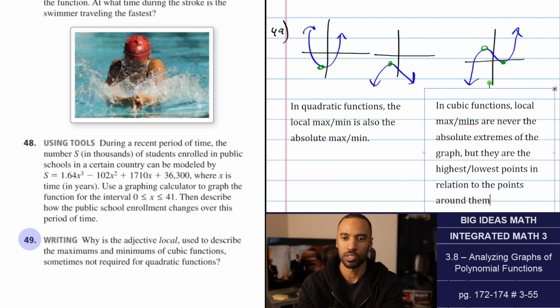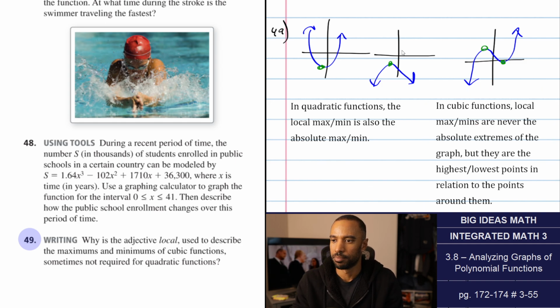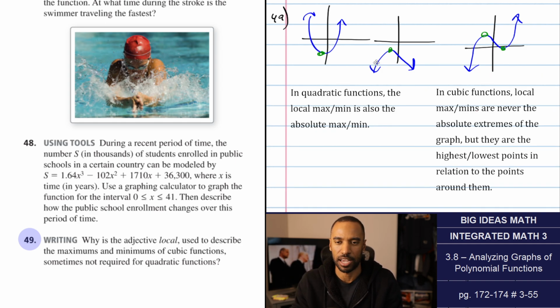Right, so that's the difference between the two. This one here is also the absolute ones. So, you can just call it max min, you're good. This is not the max of the graph. Understand the graph goes higher than that at some point.